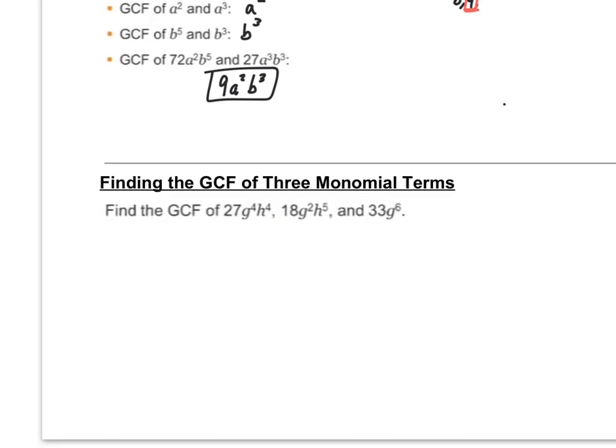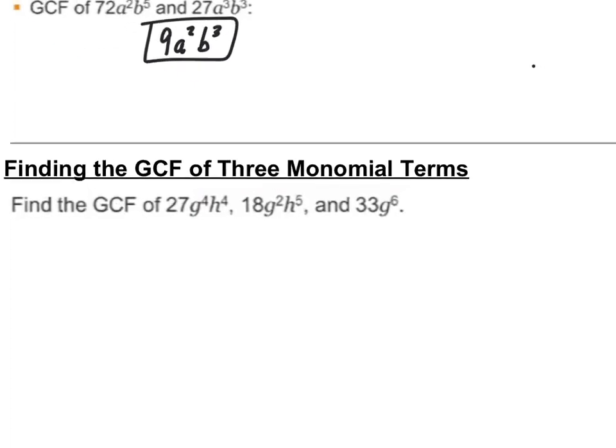All right, let's take a look at the following one. It says finding the GCF of 3 monomial terms. So we want to find the GCF of 27, 18, 33, with g to the fourth, g squared, and g to the sixth. Now notice that this doesn't have an h term in it. So that means that because this term doesn't have any h's, we can't find a common factor with these as well. So there actually isn't going to be any h term.